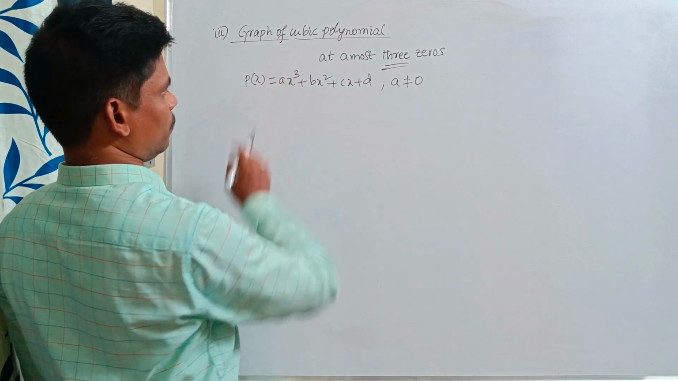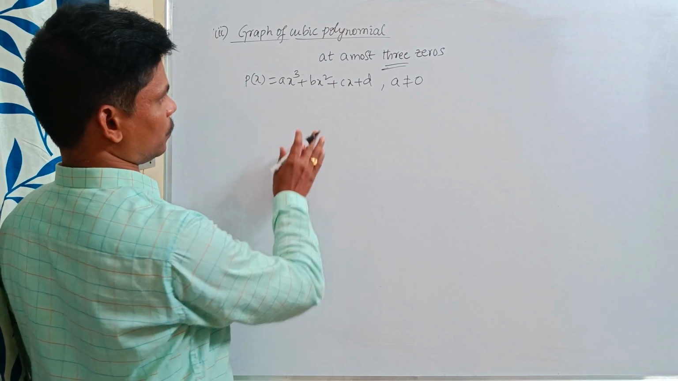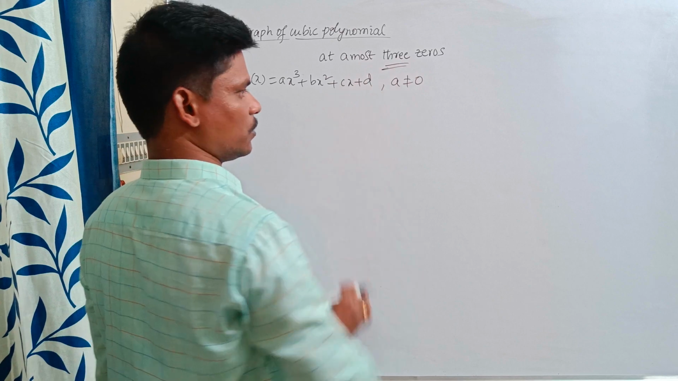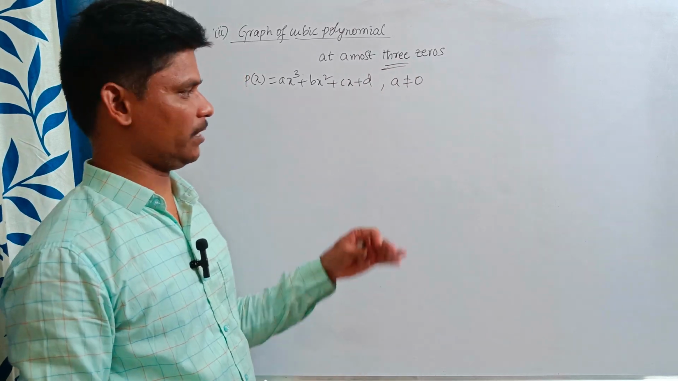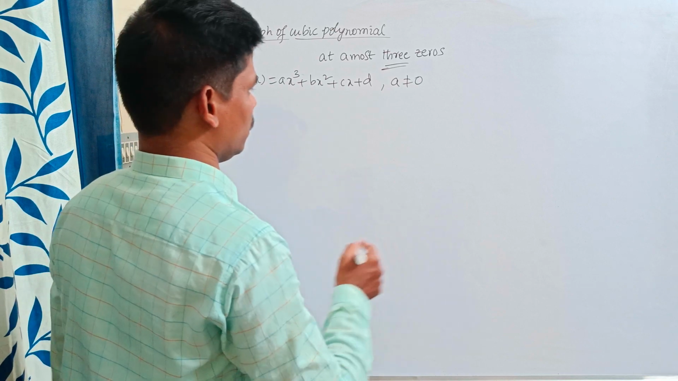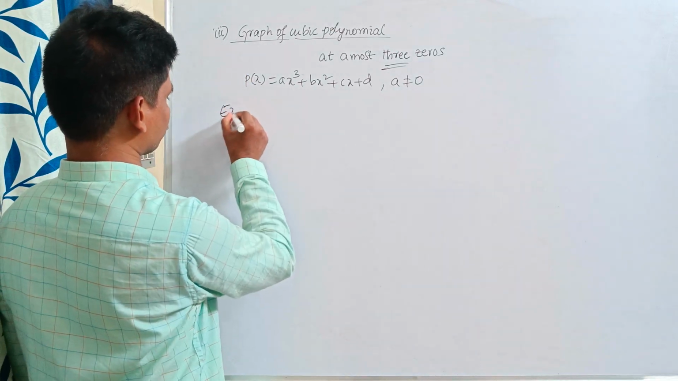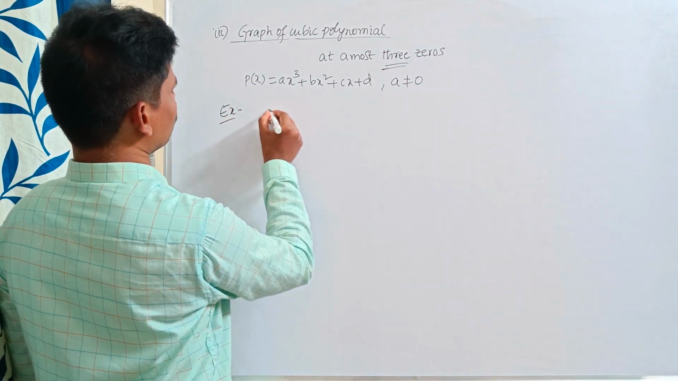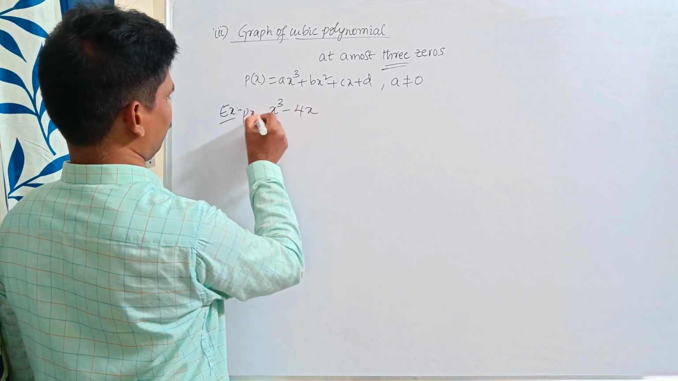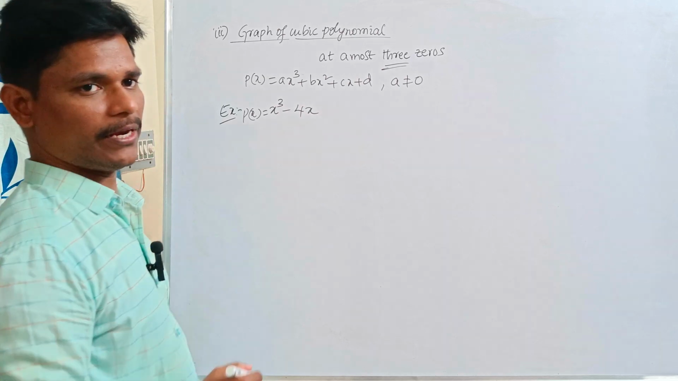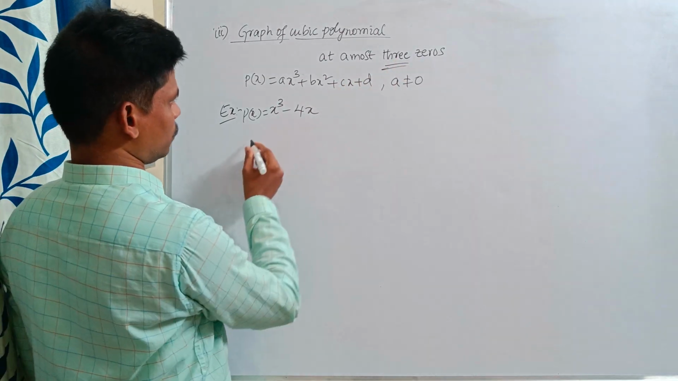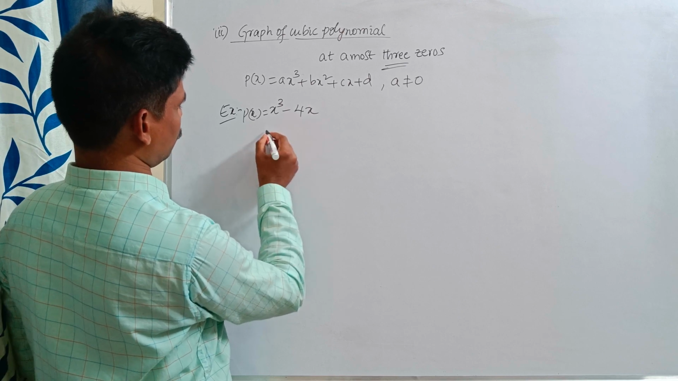See the graph of the cubic polynomial. How will we show it? These at most 3 zeros are the points where the graph touches or intersects the x-axis. See, for example, p of x is equal to x cube minus 4x. How many zeros? 3 zeros. So find out the 3 zeros here.